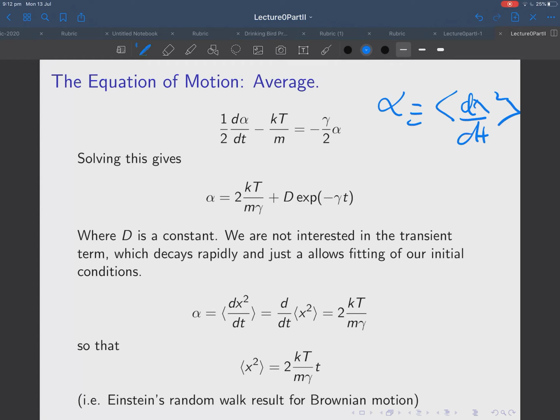Now, that equation we can actually solve because it's basically just exponential decay plus another bit.